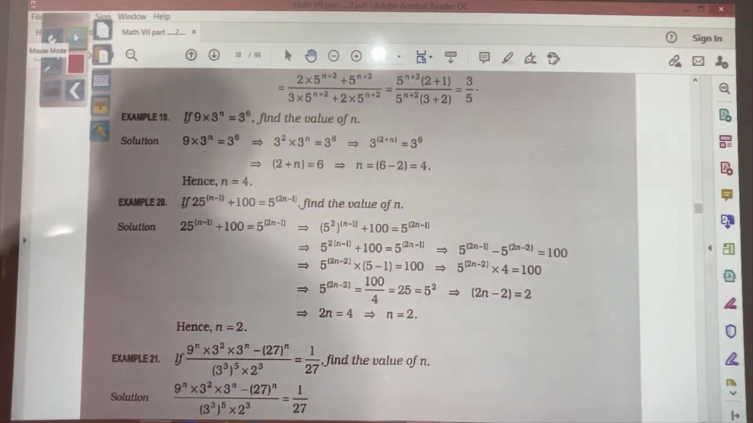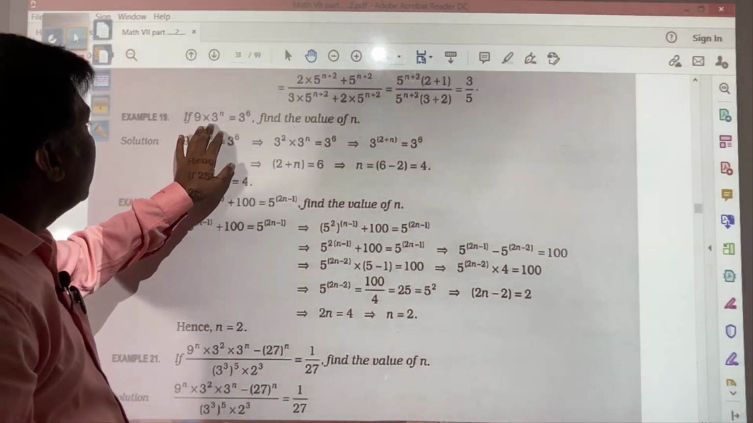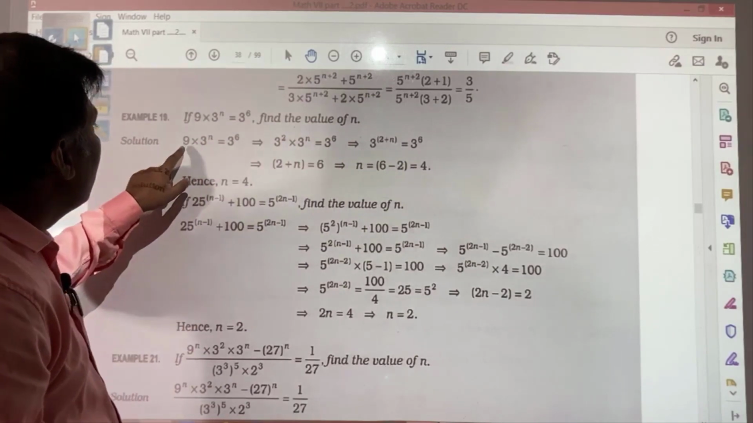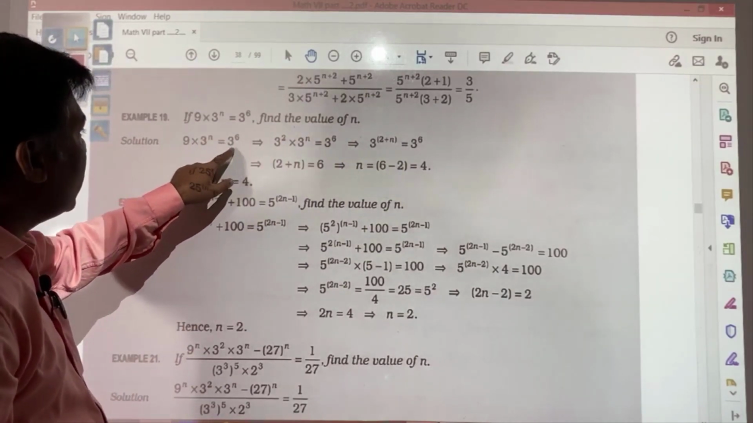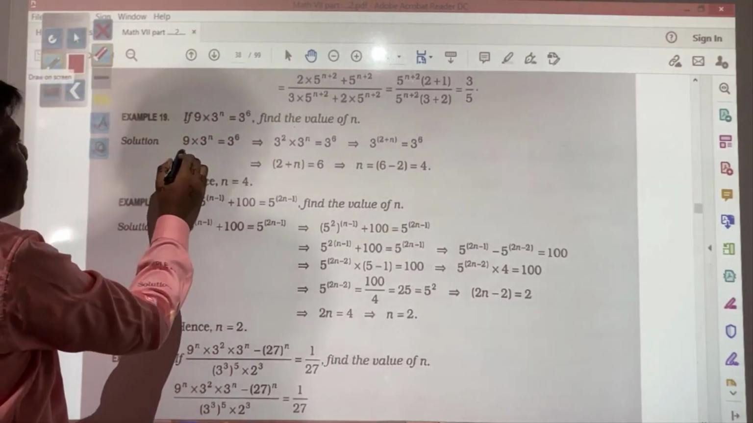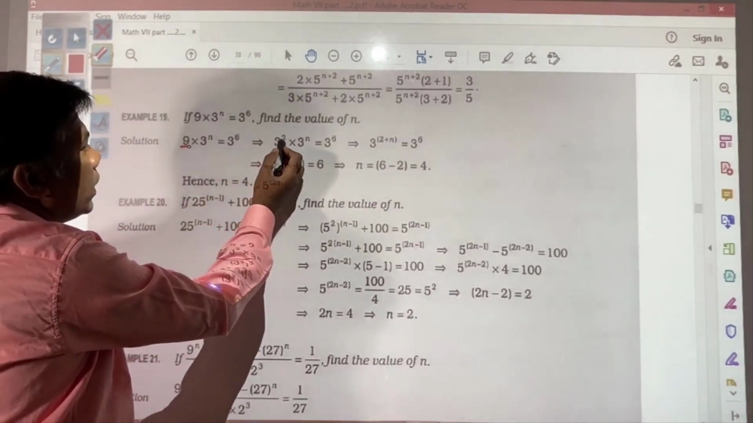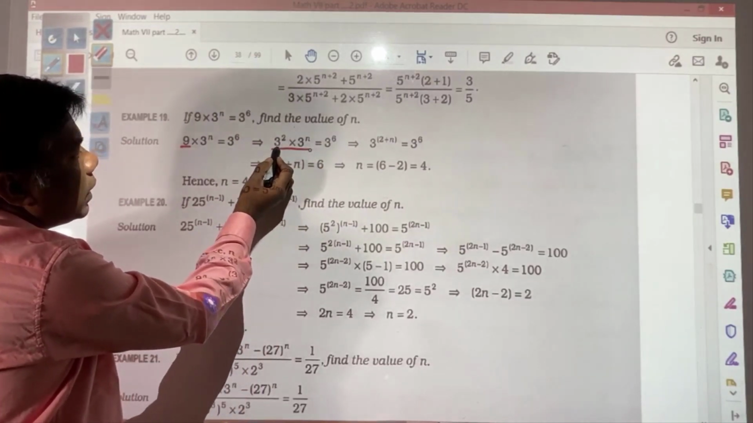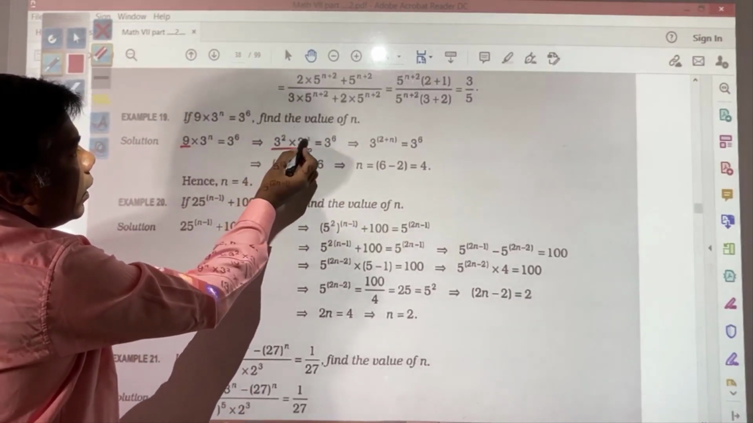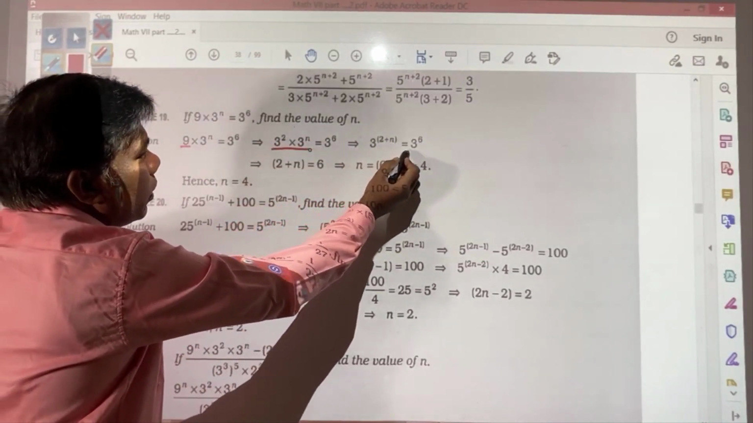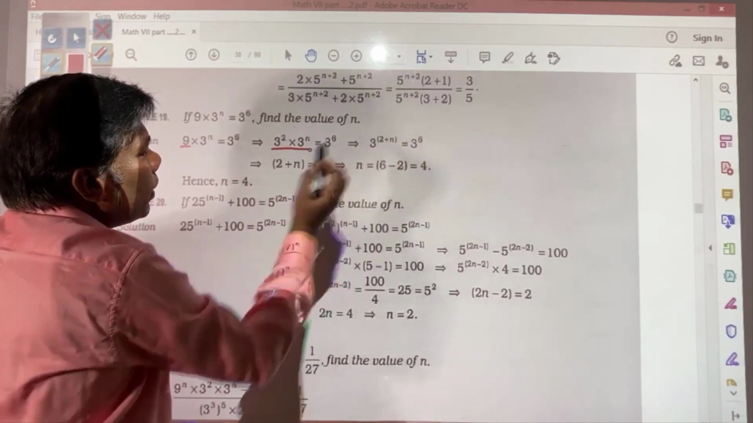Then we have 9 into 3 to the power n is equal to 3 to the power 6. Find the value of n. So 9 into 3 to the power n is equal to 3 to the power 6 we have. So 9 can be written as 3 square into 3 to the power n. Now base is equal and exponents are required to be added. So 3 to the power 2 plus n is equal to 3 to the power 6.